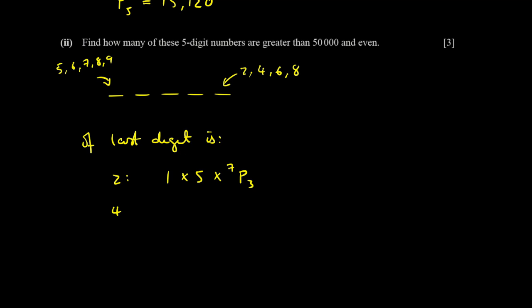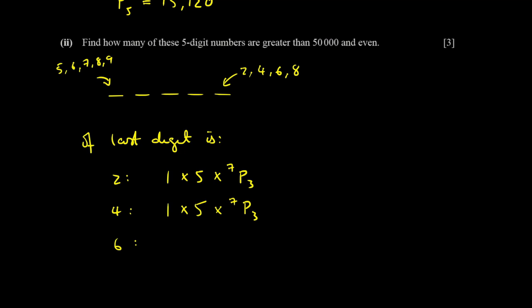Okay? All right, well then we can cycle through all the others. If the last digit is 4, then the number of ways I can choose the last digit is 1. The number of ways I could choose the first digit is going to be 5 because of those 5 options there. And the number of ways I can choose the remaining digits is going to be 7P3.